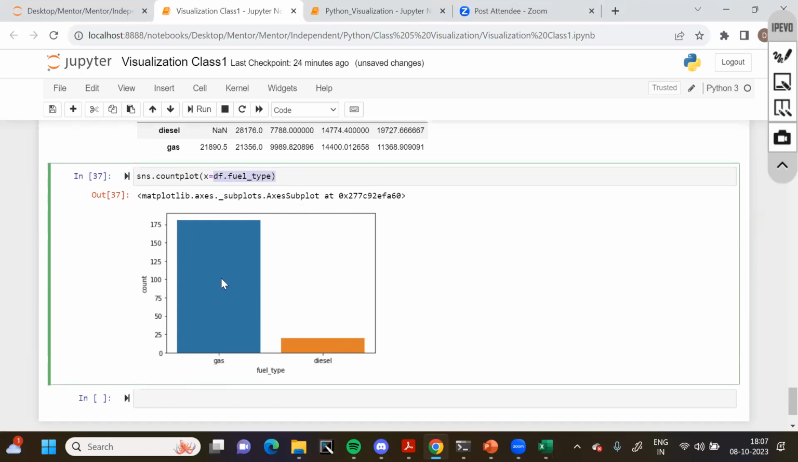One important point is that in our observation, the most popular automobile is gas. It is a count plot. It is saying how many counts are there. If you can see, around 200 data points are there. Of gas, 175 above, around 180 is gas, and 21 or 22 is around your diesel. So gas is more popular.